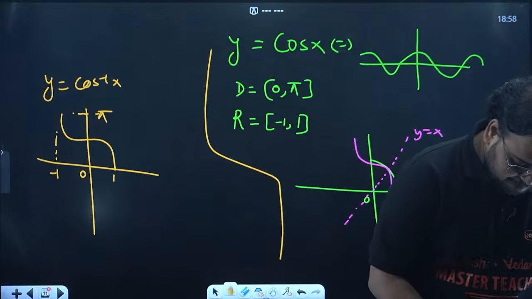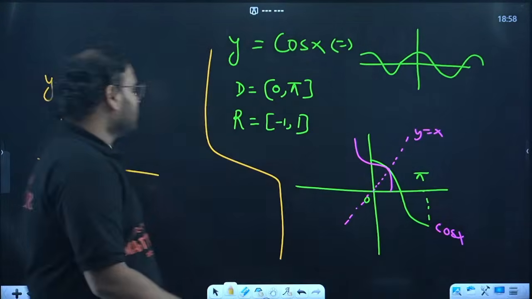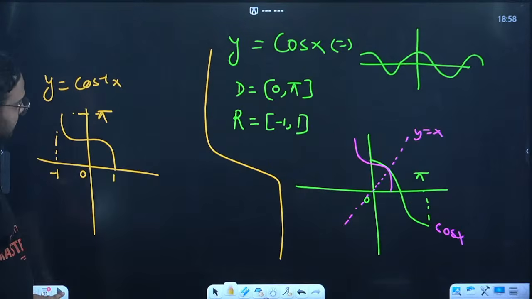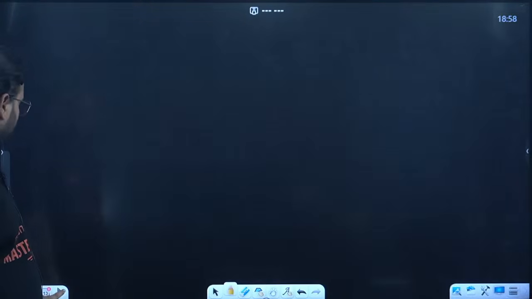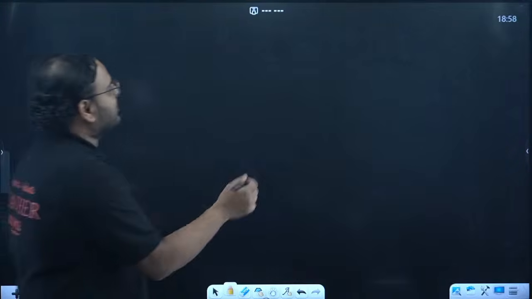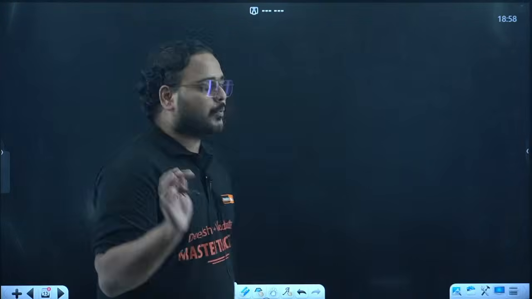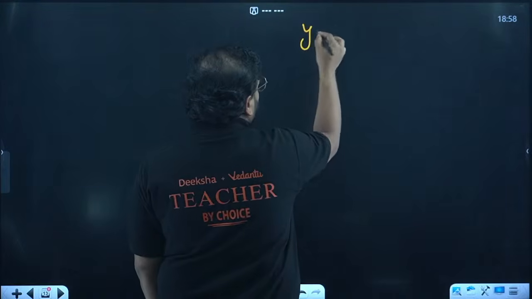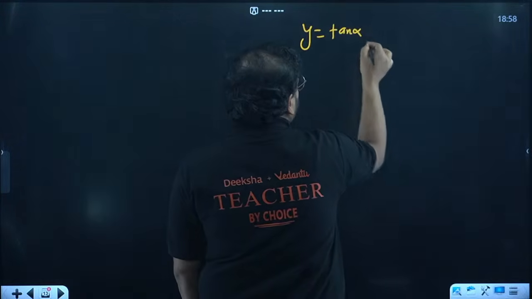Okay, great. So this is the cos inverse part. Sine inverse and cos inverse, both are dealt with. Moving on with tan inverse, of course. How do you do tan inverse, sir? So first I'm going to explain how to do it. For the tan x graph, if you remember, y equal to tan x is a very unique graph.